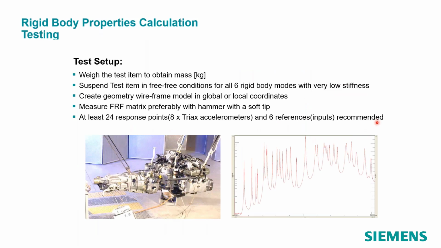Test setup: weigh the object to get the mass. Suspend it in free conditions for all 6 rigid body modes with very low stiffness. That's really important. When you're hanging the object, and we're hanging a powertrain here, you want to make sure that you're not constraining it so it has trouble bouncing in any of the 3 directions or rotating in any of the 3 directions.